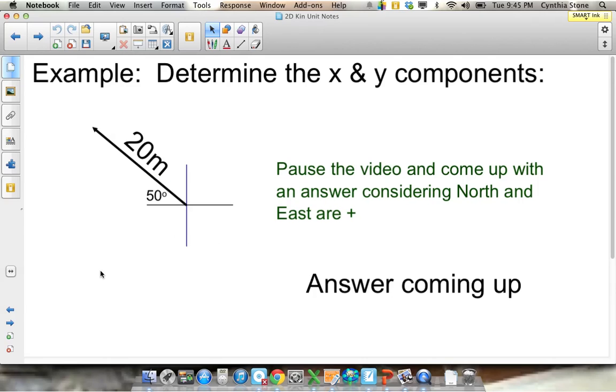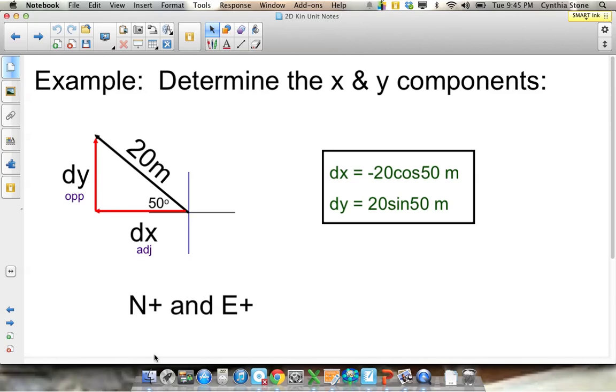Okay, anyways, let's try this one on your own. So please, pause the video. It should take you a couple seconds to figure out the horizontal and vertical components, and I'll put the answer up. So pause now, but I'm going to flip to the answer. Okay. So if we call north and east positive, then my x must be negative, because it's moving away, it's moving to the west. And it's 20 times cosine because it's touching. X is touching the 50, so it's cosine. Y is not touching the 50, so it's sine. So hopefully you got the same thing as I did. And that's the end of this little video on finding horizontal and vertical components.